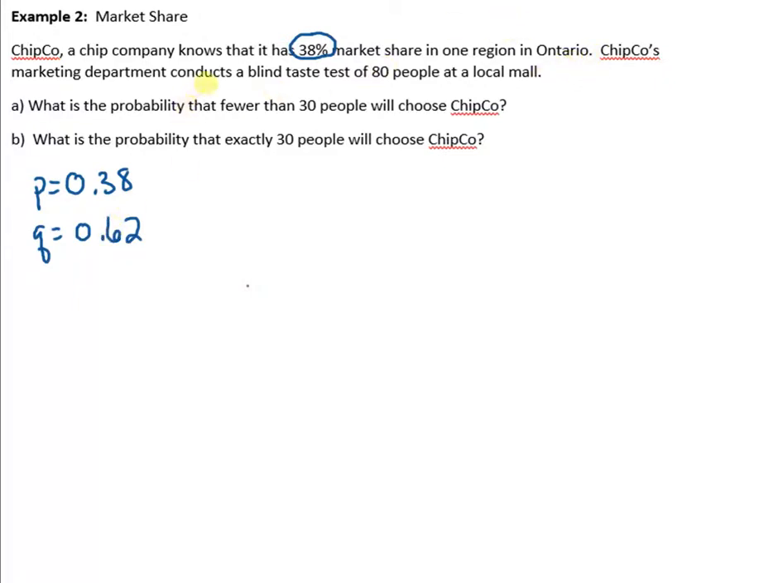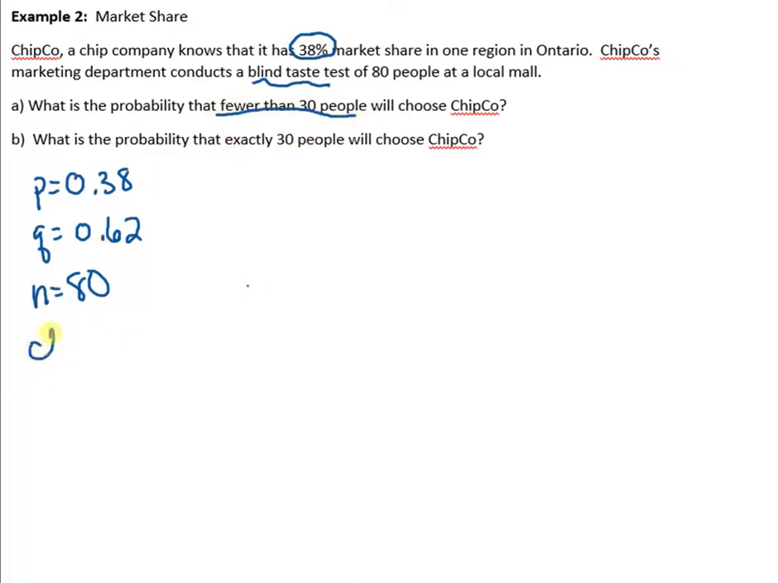Chipco's marketing department conducts a blind taste test with 80 people at a local mall. So sorry, they conduct N equals 80. That means the number of trials equals 80. We can see already that this is a binomial distribution. Okay, so what is the probability that fewer than 30 people will choose Chipco?